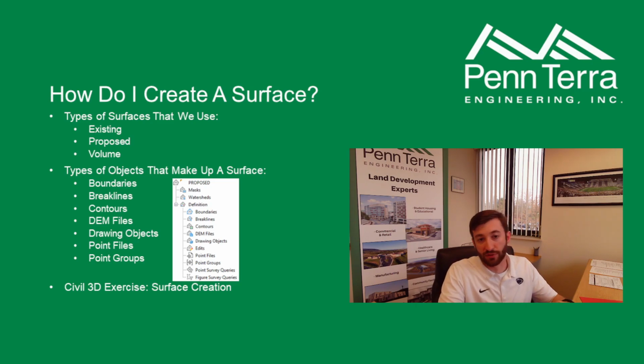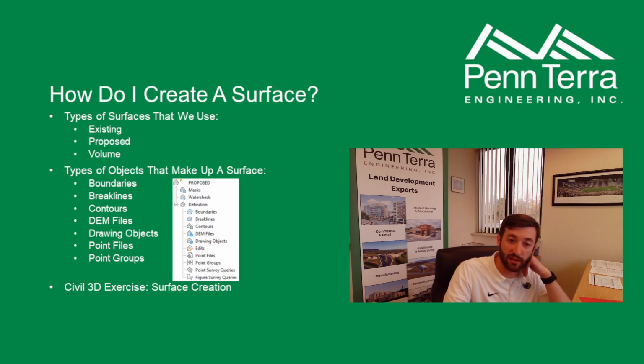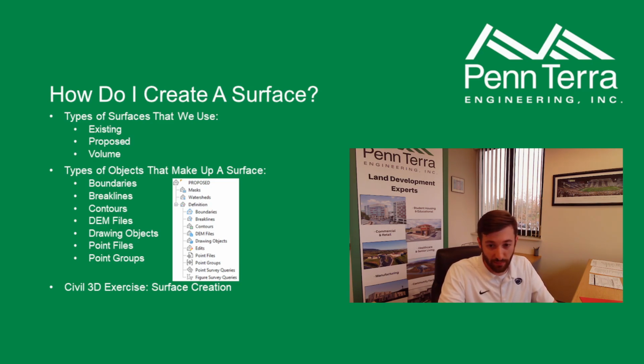All of the objects that make up a surface, you can find them in the definition drop down in your tool space. Those objects are boundaries, break lines, contours, DEM files, drawing objects, point files, and point groups. Typically, we're really just going to use boundaries, break lines, contours, and point groups, at least within our proposed surfaces. In existing, which whenever we get to a base mapping training, we can go over, you would also use survey figures, but they're basically just fancy break lines.